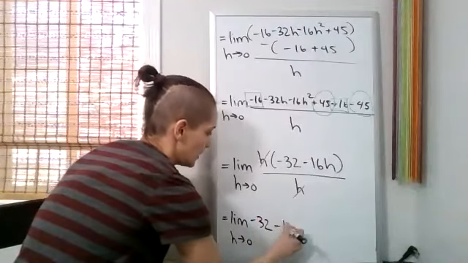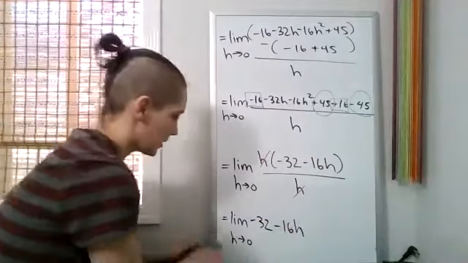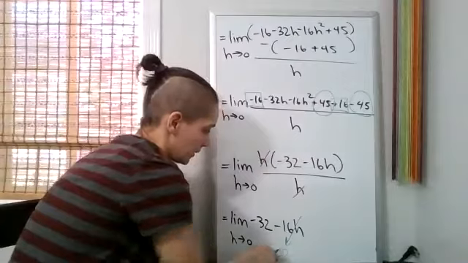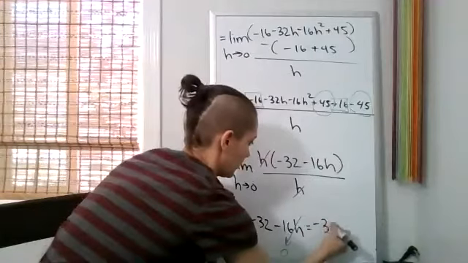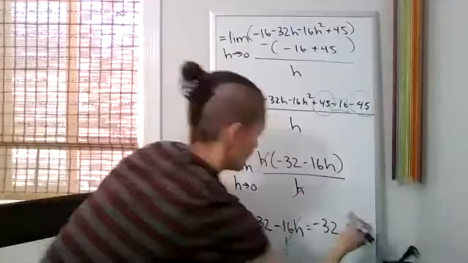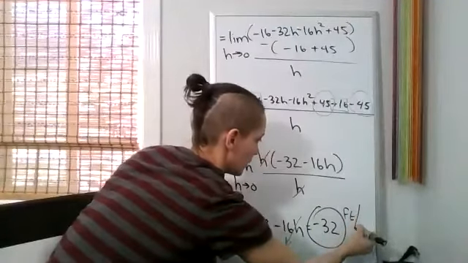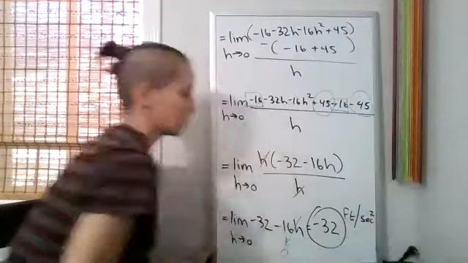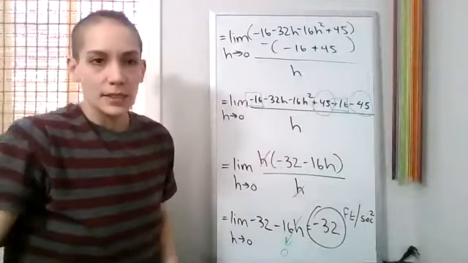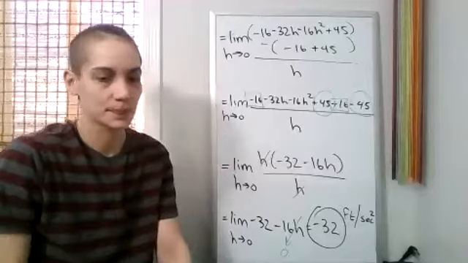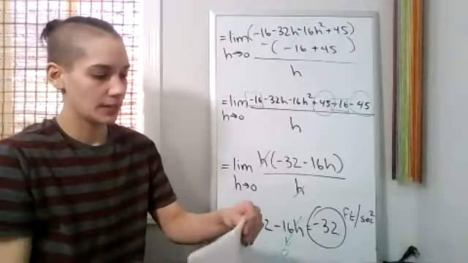Negative 32 minus 16h. Now let h go to 0, so that part's going to go away. This is going to be 0. We get negative 32 feet per second. All right, so that's the end of 2.7. And we start 2.8.